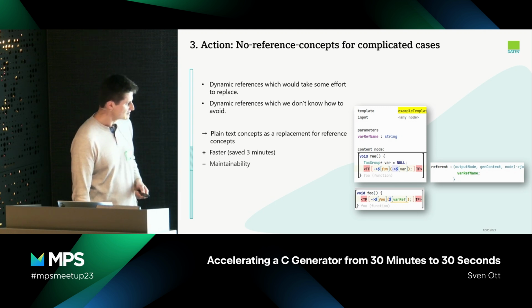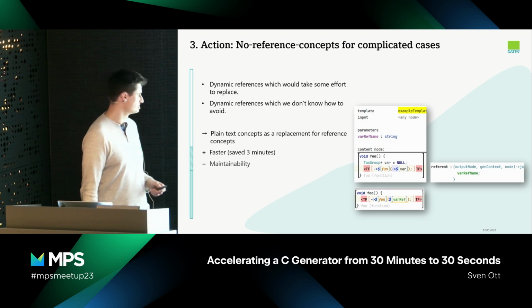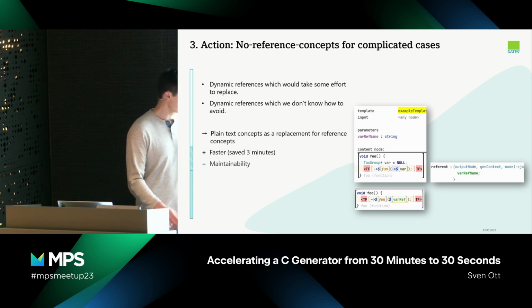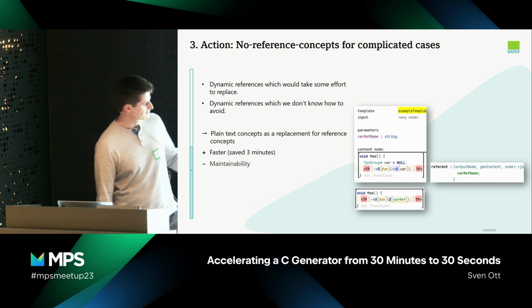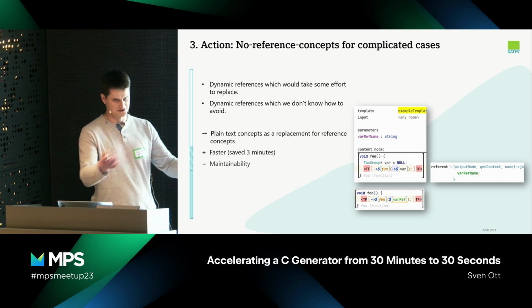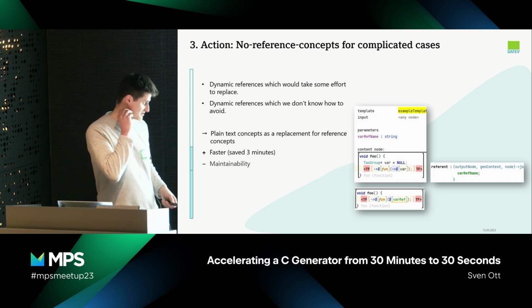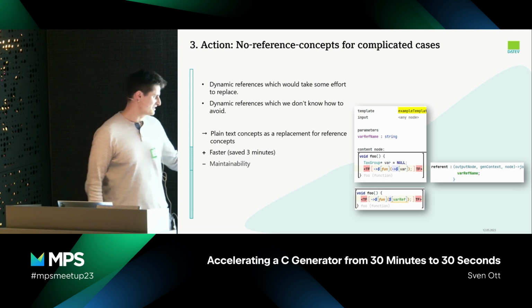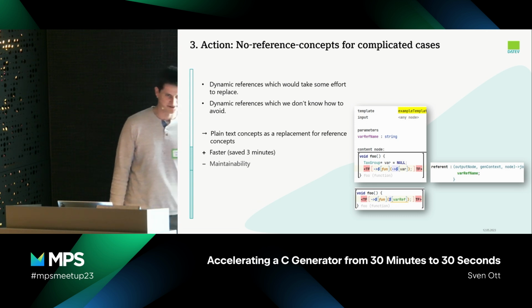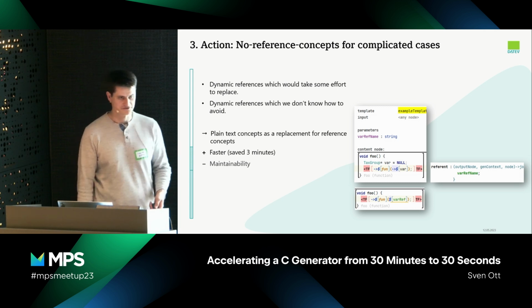So instead of changing our generator or still wasting time with resolving dynamic references, we decided to introduce plain text concepts, I call it. So instead of having a reference and a reference macro, we have a plain text concept that just has a name, and the generator will then just create plain text. So this saved us another 3 minutes. But of course, the maintainability of those plain text concepts is really bad, so I don't really recommend it, but we save a lot of time now.